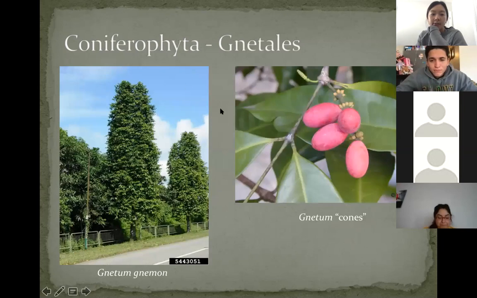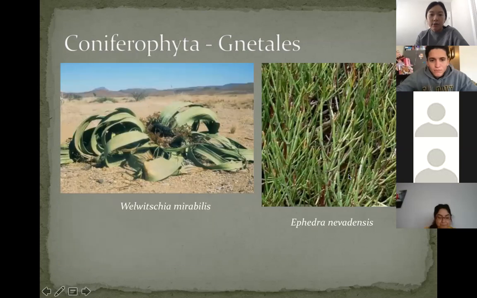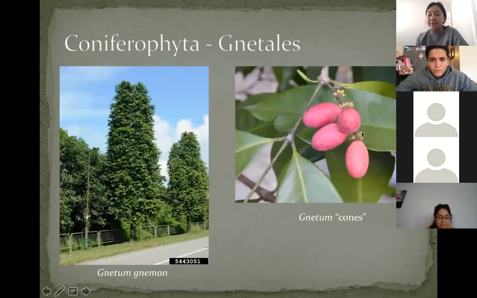This is what Needham looks like, the whole entire tree. And then these are the cones of Needham. But I have some other good photos as well in the Lab 11 slides. But yes, so Needham, Ephedra, and Welwitschia, all within the Natales. They do have vessels for water transport, but remember that they are a conifer, so they are a gymnosperm. They are not angiosperms. Even though they have similar characteristics to angiosperms, they are not angiosperms.